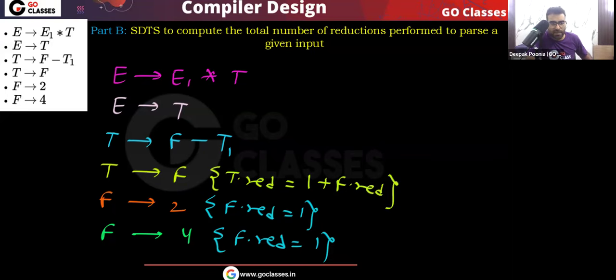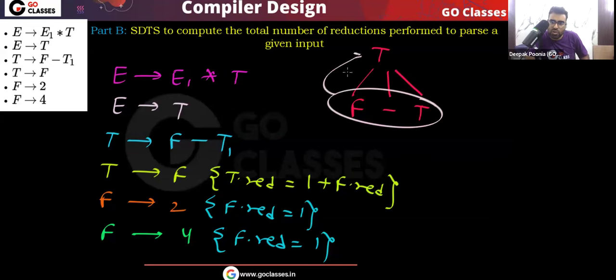Now let's see the next. Now let's see this one. You can see t is going to f minus t. Again you can see when this f minus t reduces to t, then one reduction is this. Yes or no? One reduction is this.